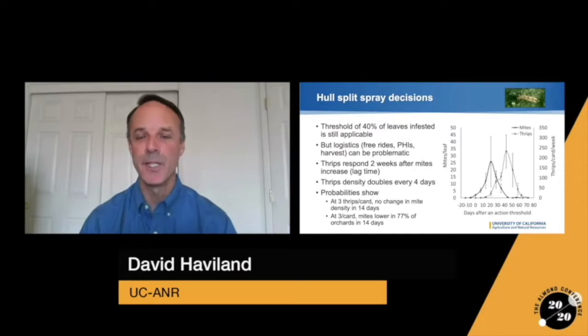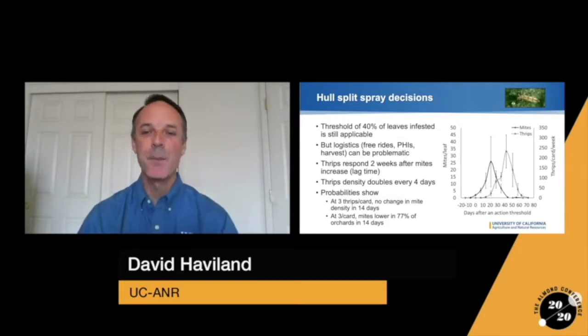But we did some probability tables. And what that showed, on the 2 bullets on the bottom left, is if you had 3 thrips per card, there was no change in mite density in 14 days. Okay, so I've taken the mites out of the equation, just looking at cards. 3 per card, no change in mites in 14 days. So at that same number of 3 per card, the mites were lower 70% of the time in those orchards after 14 days. And in the orchards that weren't in that 77%, the 23 other percent, mites did not go off the chart. They were up a tiny bit, and by 21 days, they were down.